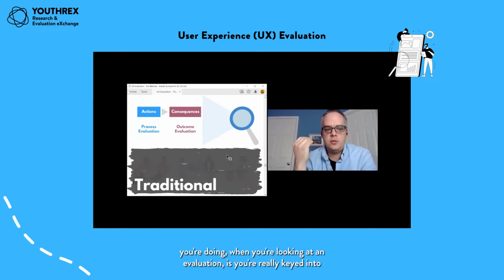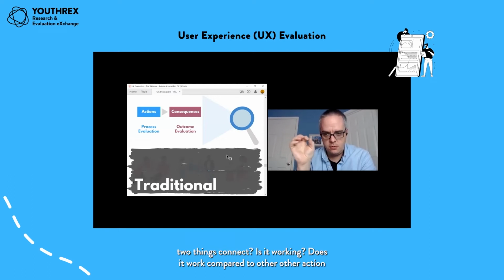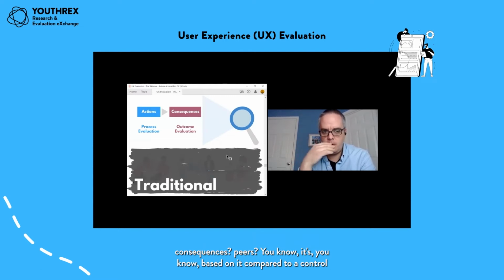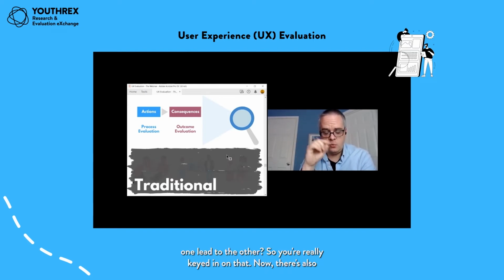But in terms of what you're doing when you're looking at an evaluation, you're really keyed into what that intervention is. What are the actions, the consequences? How do these two things connect? Is it working? Does it work compared to other action-consequence pairs? It's based on compared to a control group, if you're doing an RCT, if you're doing something else, how does one lead to the other? So you're really keyed in on that.